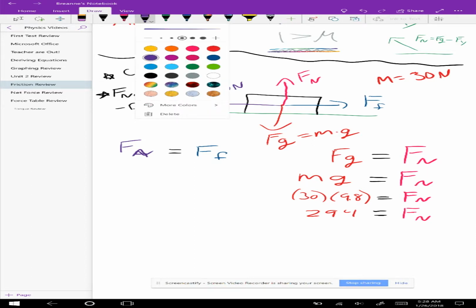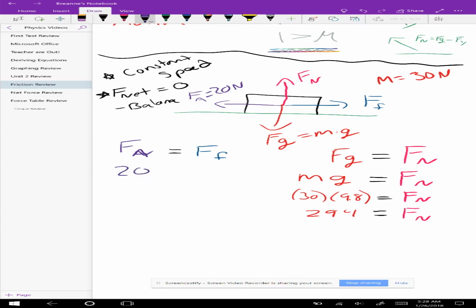In this case, your force applied was 20, so therefore your force of friction is 20. And now you can use your force of friction equation. You have your force of friction equals your mu times your normal force. Plug in what you got. So your frictional force was 20.